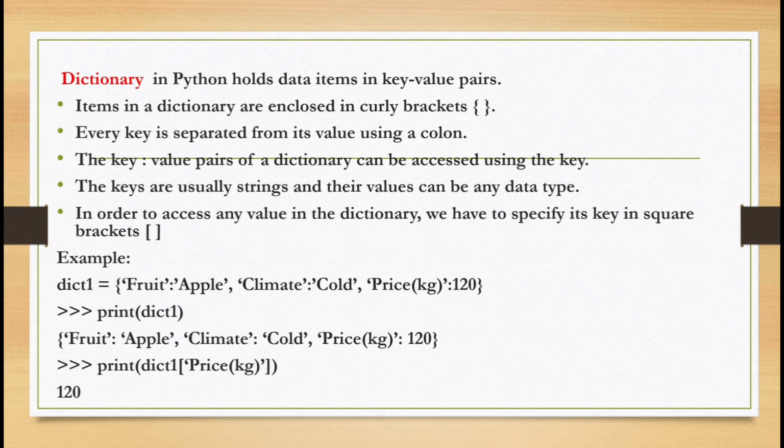Next, we have the last data type of Python, that is dictionary. It is quite different from the other data types. Here, the elements will be stored in key value pairs.